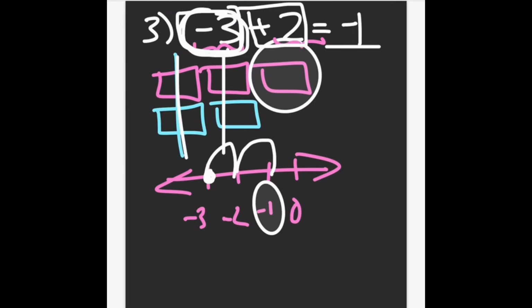And with negatives, in my head I usually think of the opposite. So if I have -3 plus 2, I'm really just doing 3 minus 2, which is 1, and I would just put the negative sign in front.